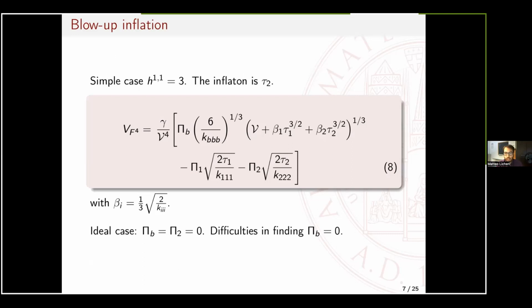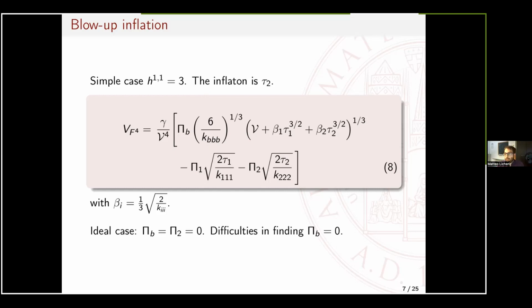We analyze a simple case where h11 is equal to 3, while the inflaton is played by the modulus tau_2. The correction is expressed here in equation 8, a really cumbersome equation. The ideal case to eliminate these corrections would be to have Pi_b, the big modulus correction, equal to 0, and Pi_2. Since tau_1 is already stabilized, it will just provide a shift of the potential. Now, no corrections to the dynamics of the inflaton.